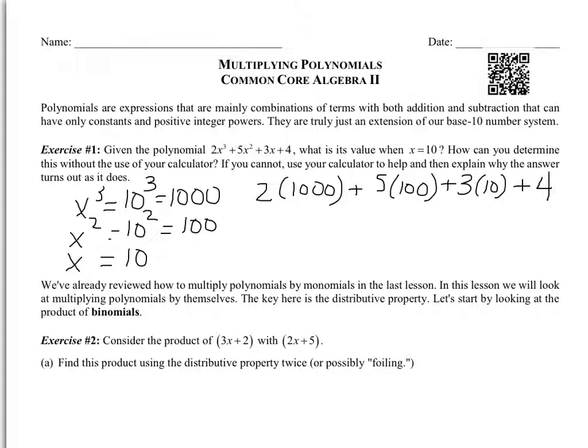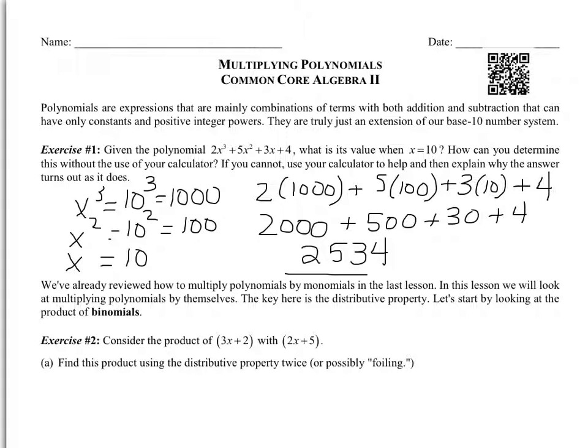If we think of it this way, we end up having 2000 plus 500 plus 30 plus 4. And if we put that together, we end up with 2,534. And that is what I'm hoping you came up with when you evaluated that. Again, the idea here is to see how our final total, 2,534, actually came from a combination of 4 pieces being added together, and that was based on the base 10 system.